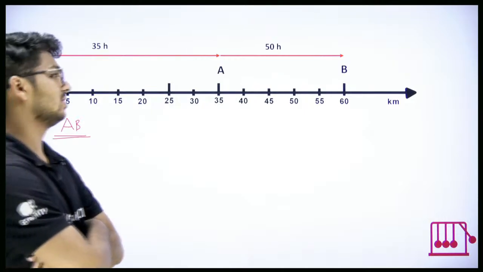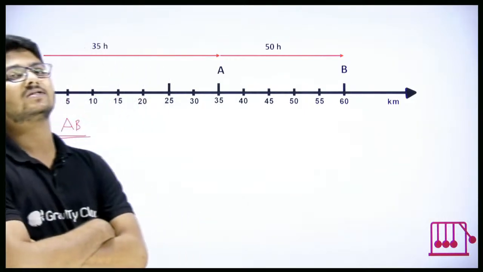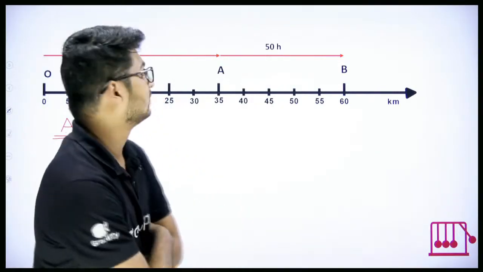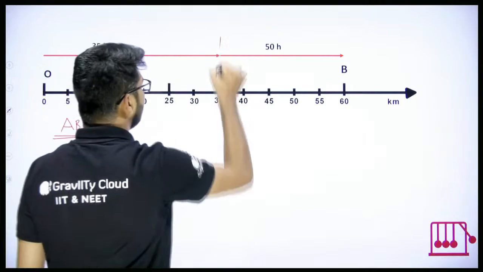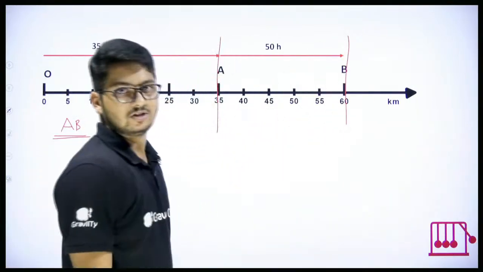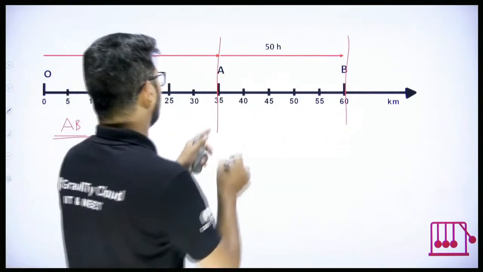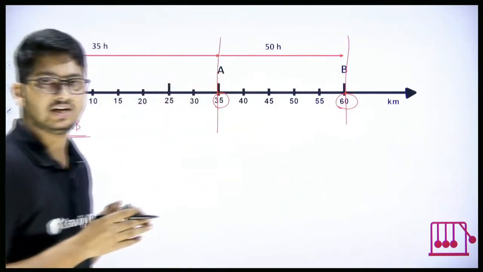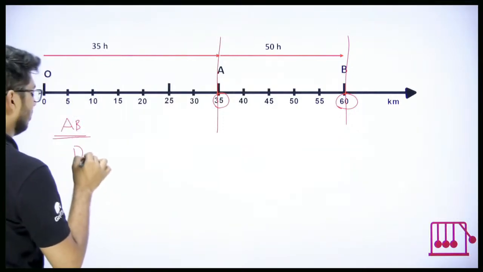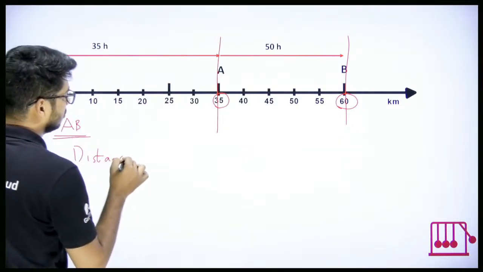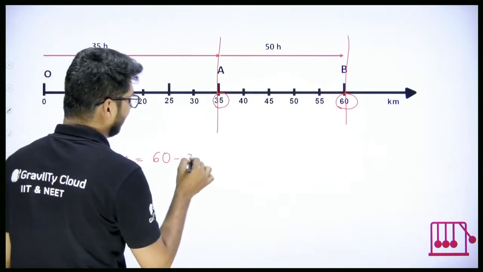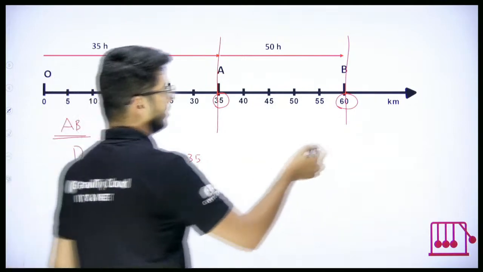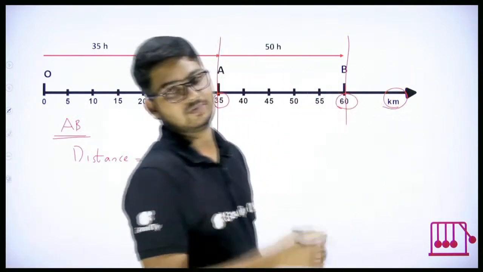Find out distance, find out time, then speed is equal to distance by time, you will get the answer. So here when we say AB, it is from here to here. Think of this as a scale. On the scale, at one end you have 35 reading, at the other end you have 60 reading. So what will distance be equal to? You subtract them, 60 minus 35, that is equal to 25 kilometers, because kilometers is given.